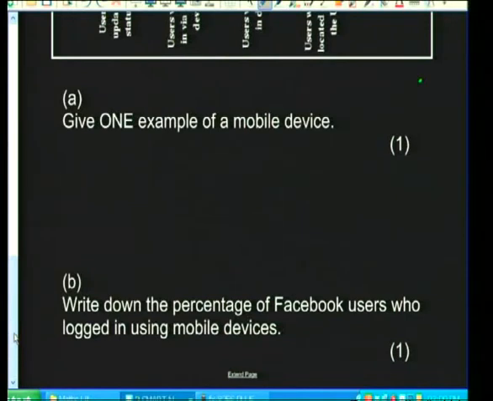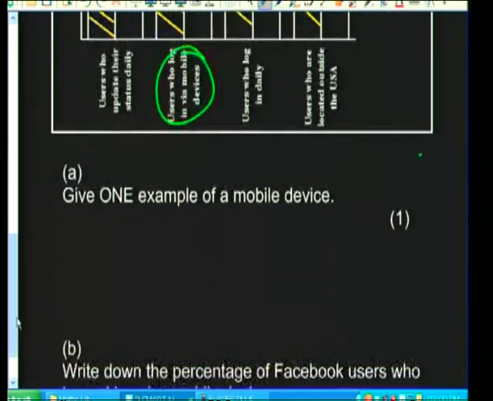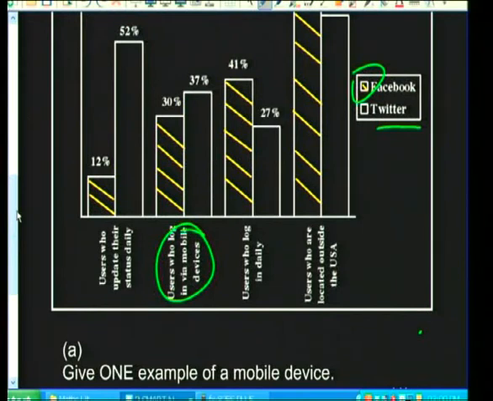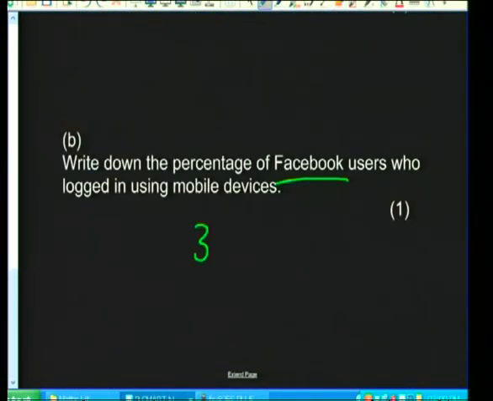Right, our next question. Write down the percentage of Facebook users who logged in using mobile devices. So let's go straight up here. Users who log in using mobile devices, we're talking about this section over here. And we're talking about those who log in with Facebook, and Facebook is represented by the yellow column. So we know 30% of users are logging into Facebook with a mobile device. Guys, again, there's nothing difficult about this at all, is there? Of course there's not. And we don't expect it to be difficult.